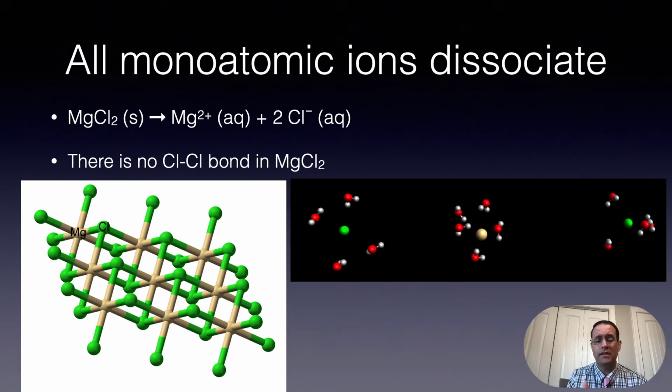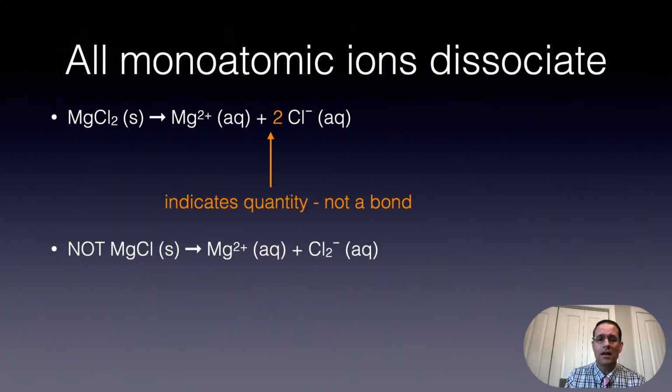So here we have just a simple diagram showing how the magnesium is that tan guy in the middle, and then we have two chlorides, one on the very left, one on the very right. They completely dissociate, okay? So you have two chloride ions there in solution, all right? A lot of students accidentally show this equation on the bottom. Please don't do that. The 2 here in this balanced chemical equation that shows the dissolution just indicates that you have two chlorides present, okay? It indicates a quantity. It does not indicate a bond.